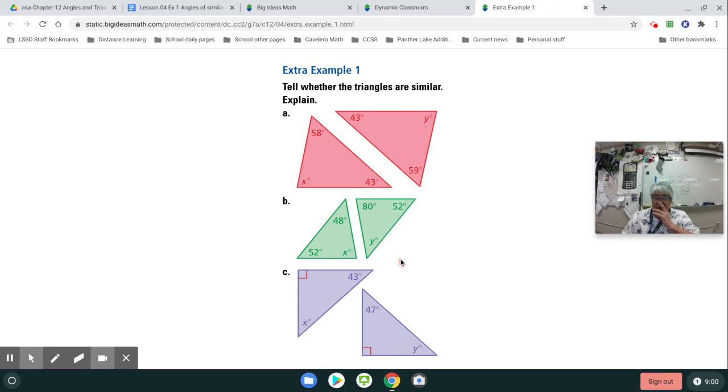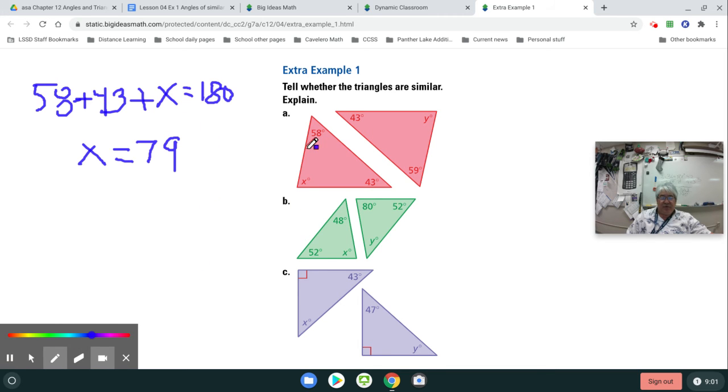Are these similar? You have a 43 and x right over here. So 58 plus 43 plus x is equal to 180. Therefore, x is equal to 79. And there is no 79 over here. There's no way there's going to be a 79 over here. So the answer is no. Second one.